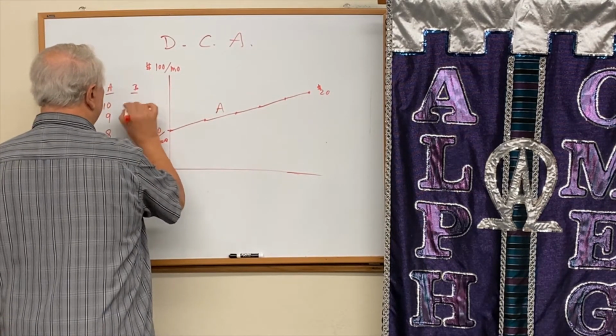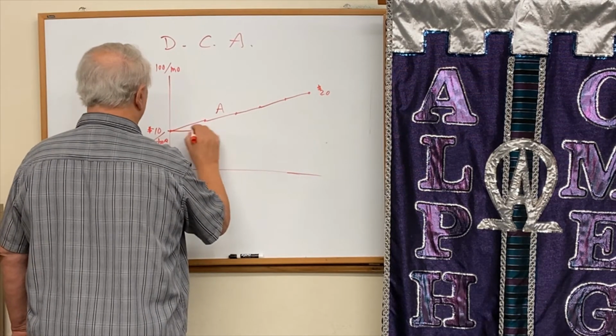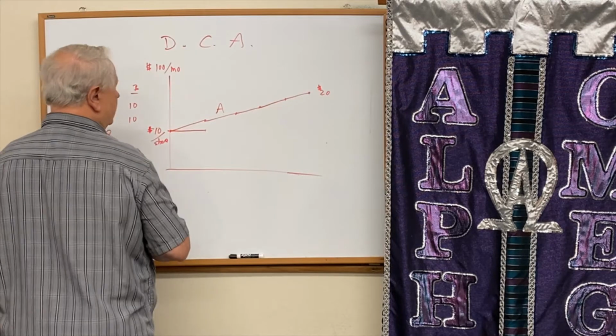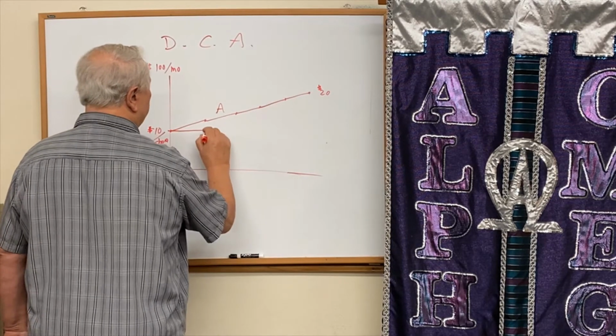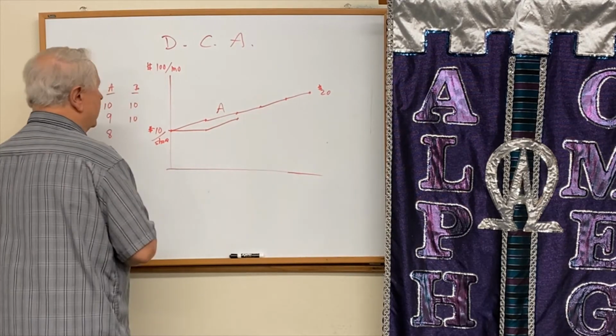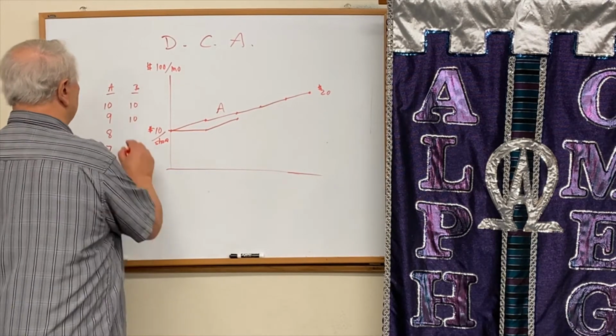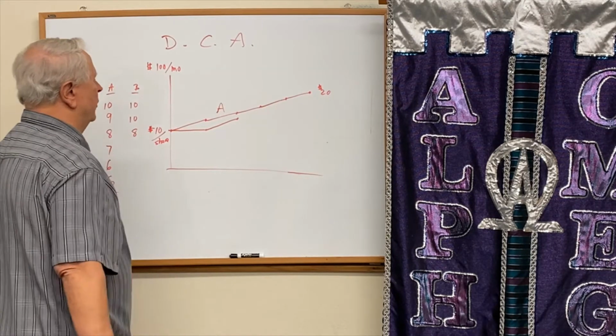So the first month he gets 10 shares. Next month it stays at $10 a share, so he gets 10 shares. Then it goes up to 12, which means he gets 8 and some change. Now I'm going to take away the advantage in every case, so we'll call it 8 shares.